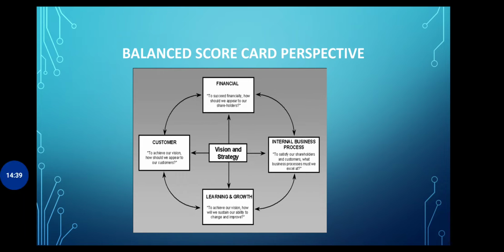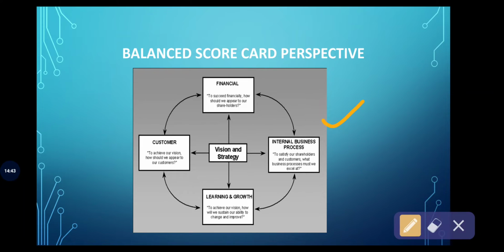Next is internal process. Internal process, we can say, is a very, very important aspect in this fourth one. If we want to be financially sound, if we want to satisfy our customer, we should be successful in the business processes, that is in the manufacturing processes.